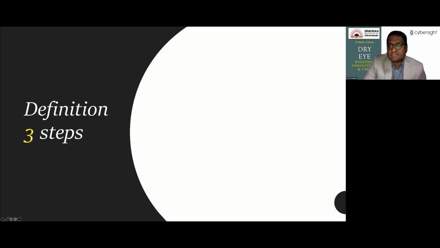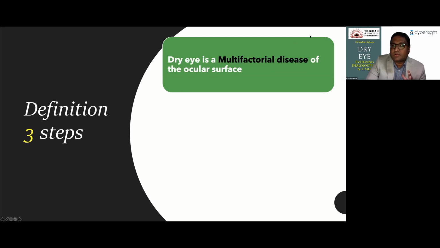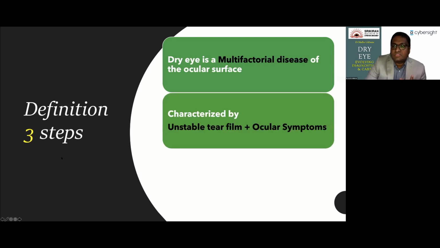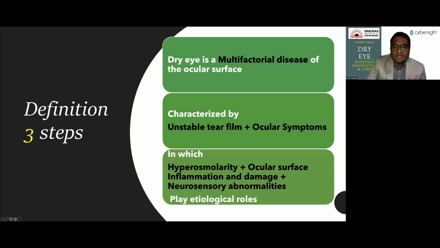So coming to the definition, let us dissect the definition of dry eye into 3 steps. The first thing is, dry eye is a multifactorial disease of the ocular surface. 2, it is characterized both by an unstable tear film, and the patient should have some form of ocular symptoms. And finally, it can be caused by any of these: hyperosmolarity, ocular surface inflammation or damage, and neurosensory abnormalities. So it's basically a multifactorial disease that can be caused by any of these, and it has to have both signs and symptoms. That is the reason you need to document an unstable tear film and also see that the patient has symptoms. Only then it fits into the definition of a dry eye.